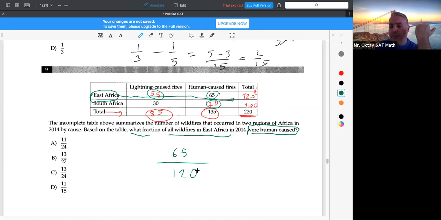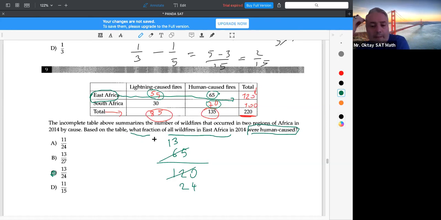That's the answer. Finished. But I have to now simplify. How can I do this? Dividing by 5, you can use the calculator meanwhile, 13 over 24, I think. So the answer is 13 over 24. Read the question, look at the table, and tell me it's okay or not. If it's okay, I will continue.